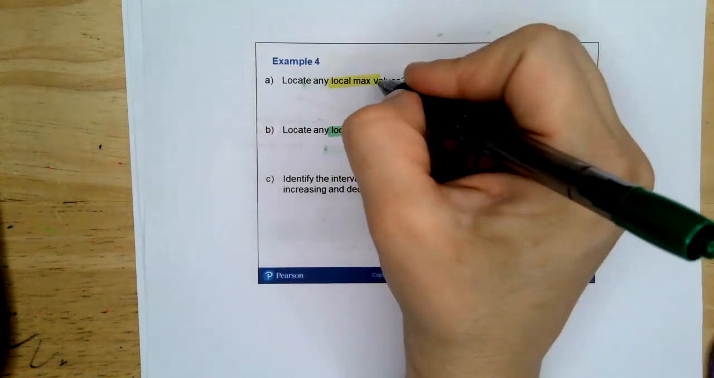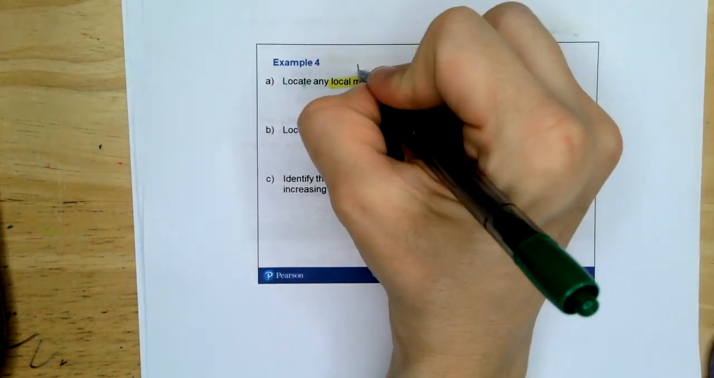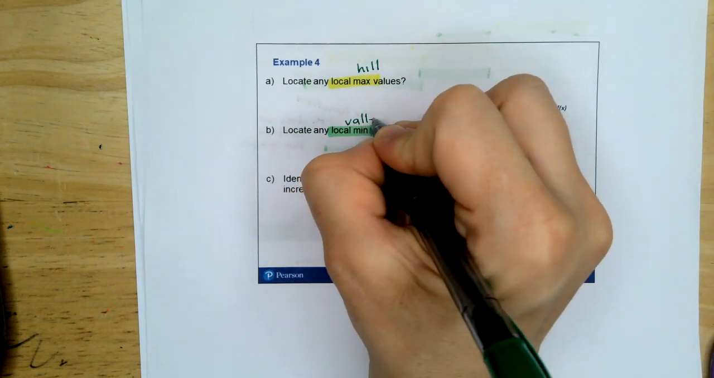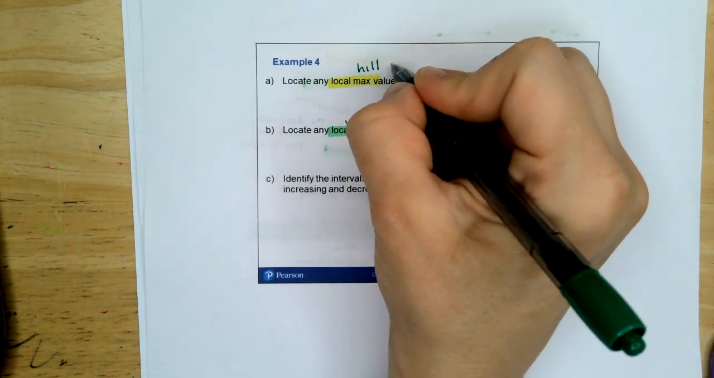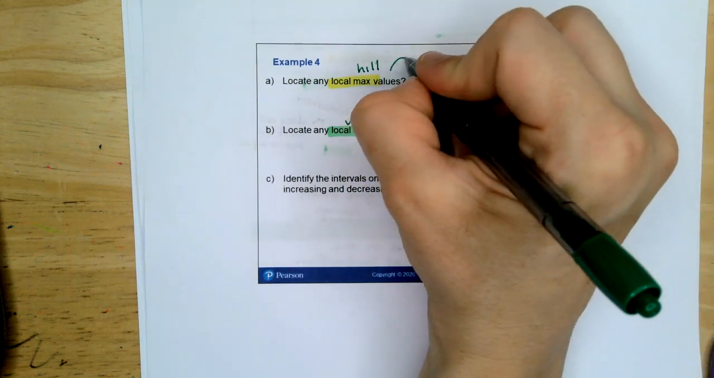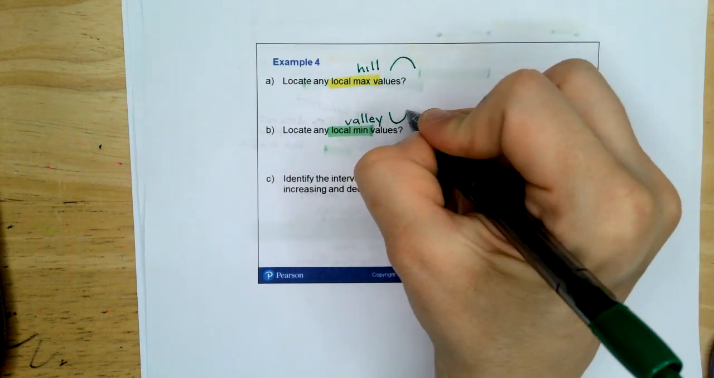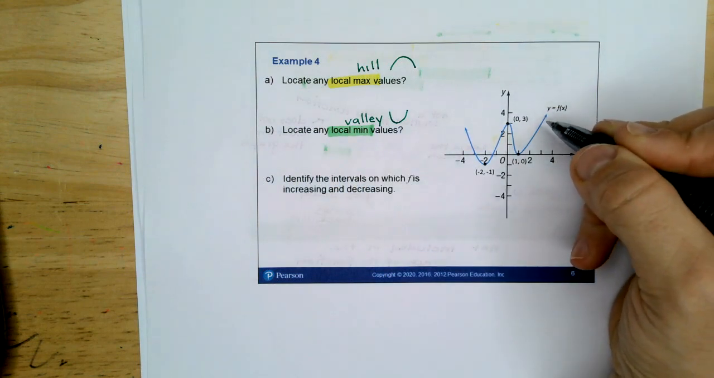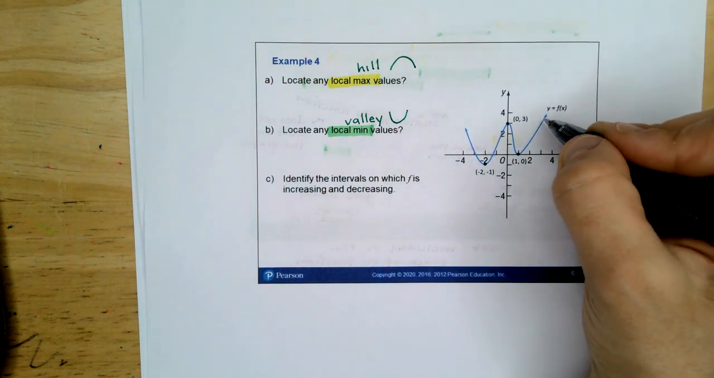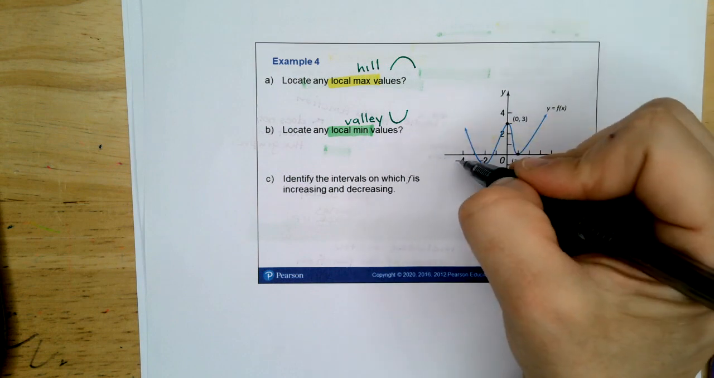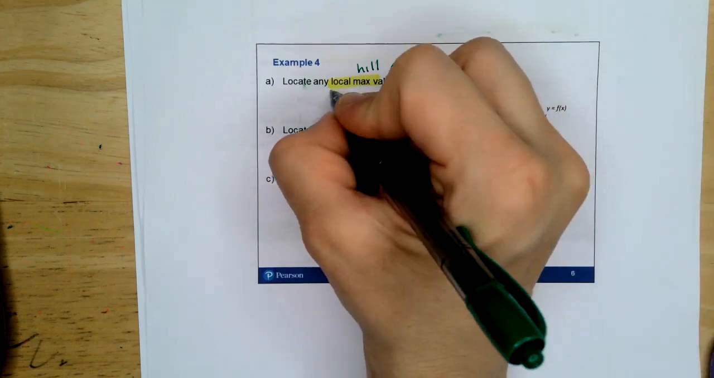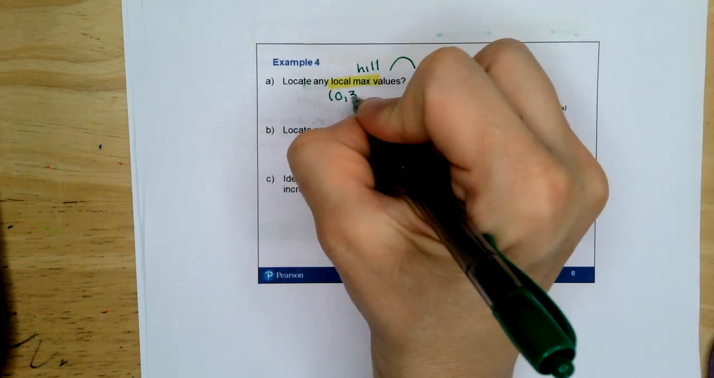So a local maximum is a hill. A local minimum is a valley. It has to go up and come back down. It has to go down and come back up. This, regardless of whether it's an arrow or not, it's not a local maximum because it doesn't come back down. Okay? So our only local maximum is this point. They give us the point (0, 3). So that's one way to write it.